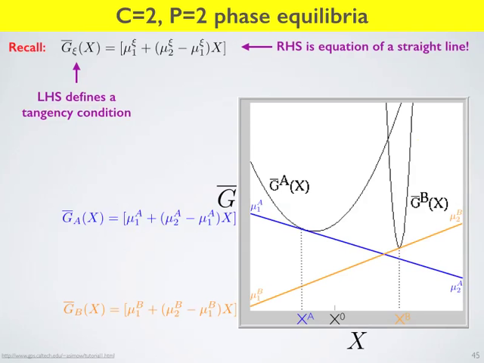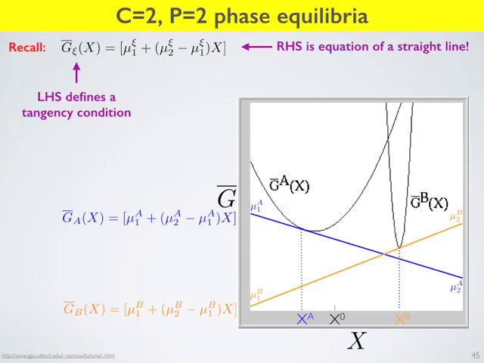So let's pick a particular value, X sub A, just arbitrarily, and we're going to pull that up to our G A curve, our per-mole Gibbs free energy of phase A. Then we can draw our tangent line. Why does that have to be a tangent line? Because the right-hand side and the left-hand side have to agree at this value of X A that we've chosen arbitrarily here in blue. Then we can plot out the right-hand side as a straight line, and we can then analyze the intercepts.